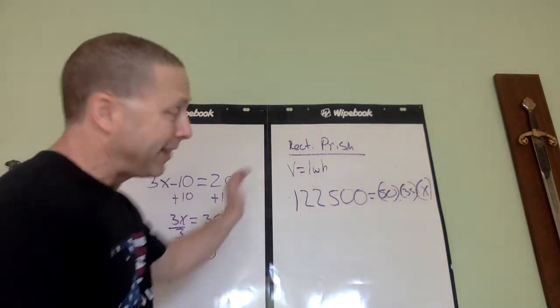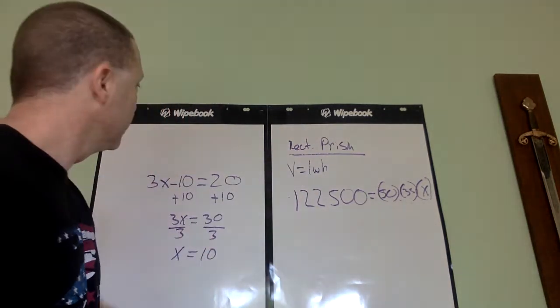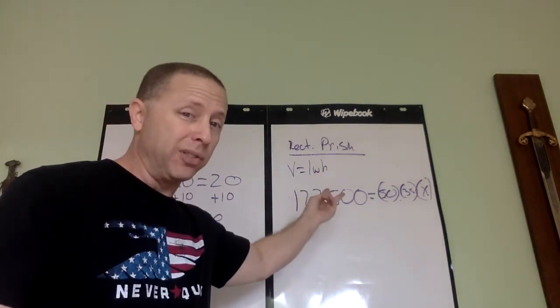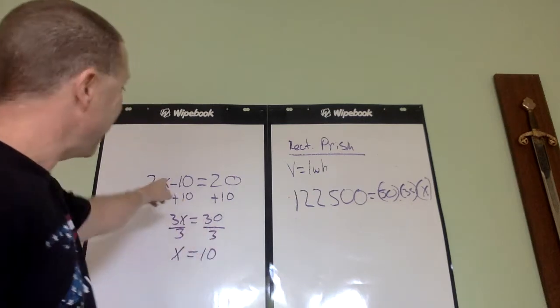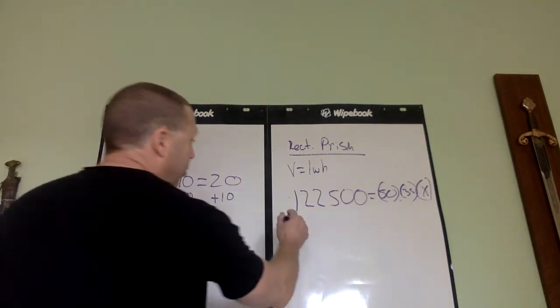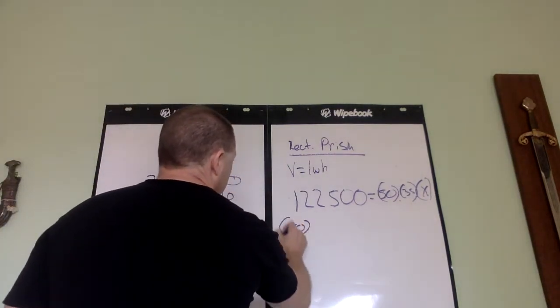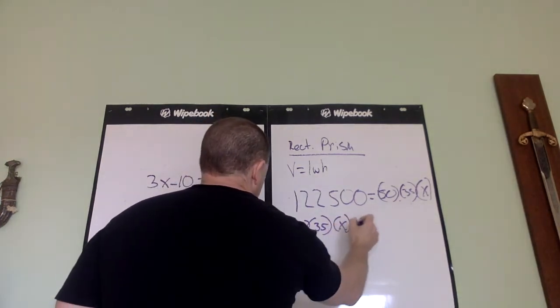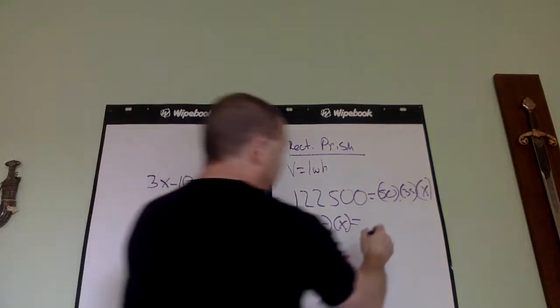Now, back to our rectangular prism thing over here. This is very similar. It's kind of flipped in reverse. So let's say I rewrote it to match that side over there. I would write 50 times 35 times x equals 122,500.